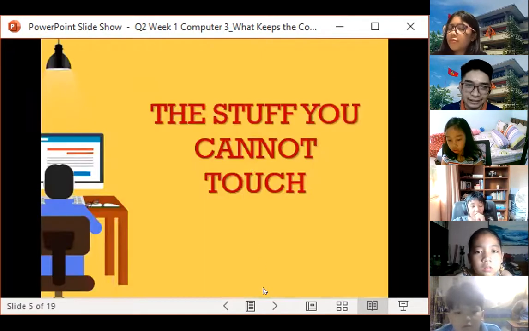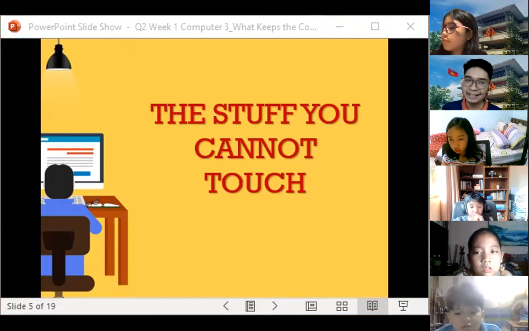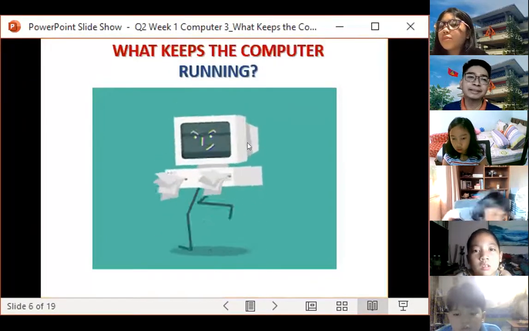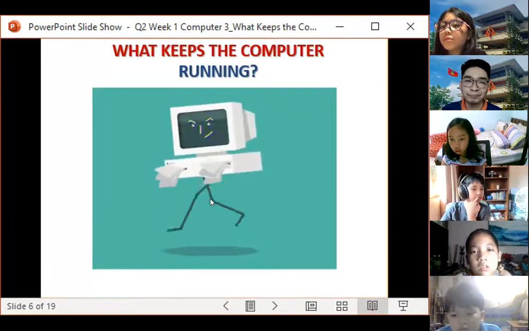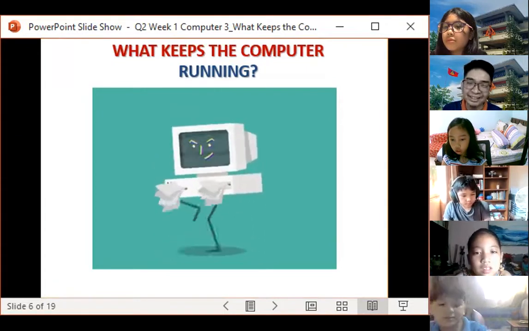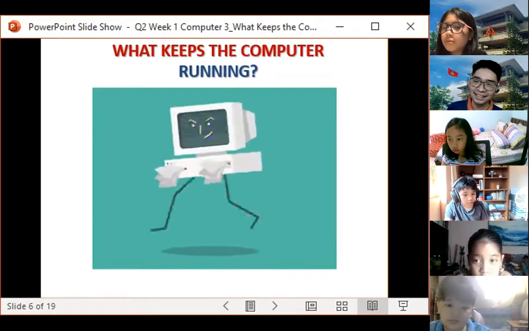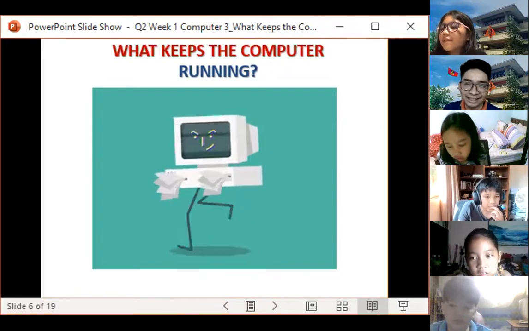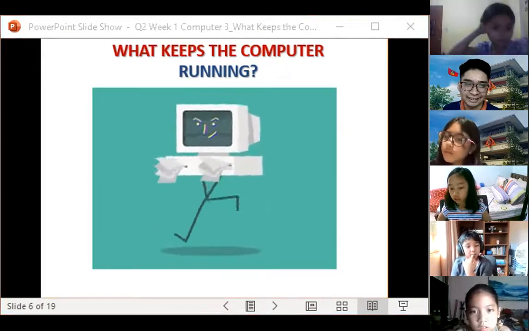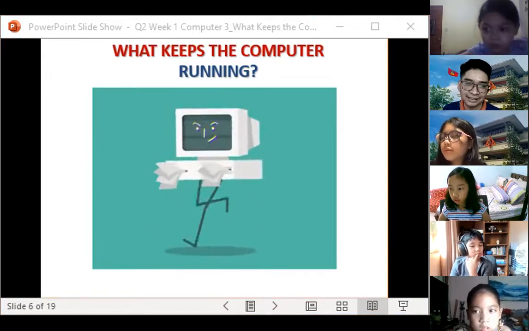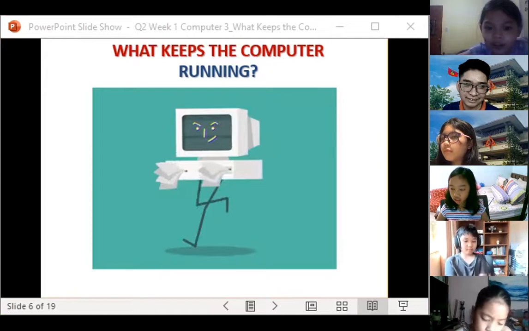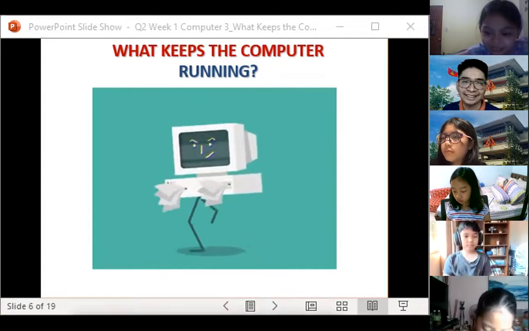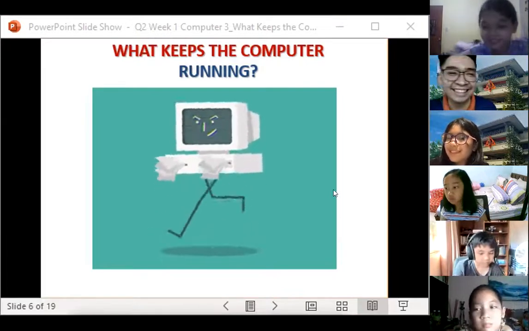Okay, so the title of what would cover our second quarter is the stuff that you cannot touch. So meaning, today we're going to talk about what keeps the computer running. Paki-check yung mga computers nyo kung may mga paa. Alright. Yes, Shania, have you ever seen your computer running like this? Teacher, I know what kind of running computer is doing. Very good. Is it like this one? Okay.